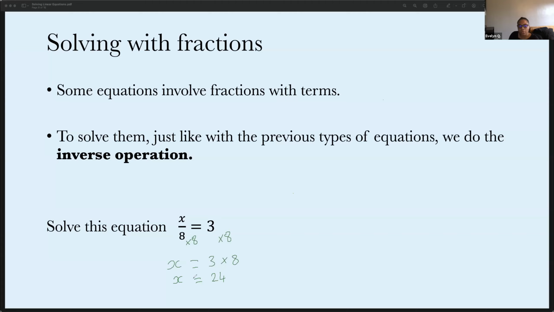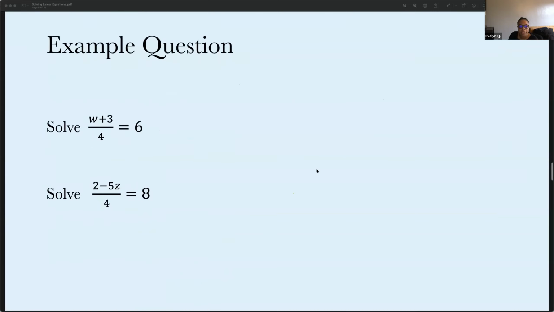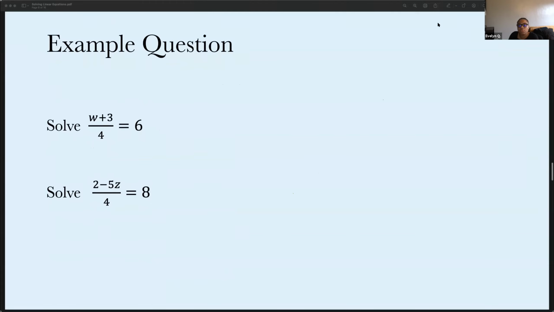So remember, the opposite or the inverse operation. If you're dividing, that means to get rid of it, you multiply. That's the only thing that we need to do differently with fractions. So we are going to have a look at some example questions, which I'm going to ask you to have a go at. These ones are a little bit more complicated than the one that we just went through, but there's nothing different in the method. So have a go at answering these questions and we'll go through them in a few minutes once everyone's had a go.